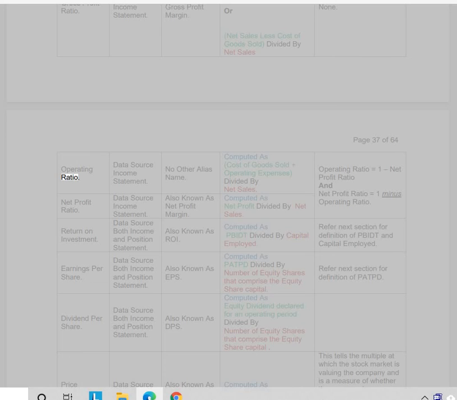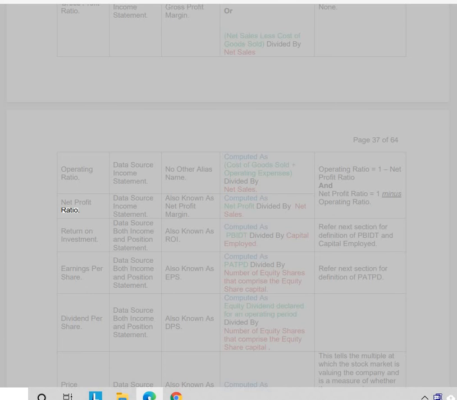Operating ratio. Data source: income statement. No other alias name. Computed as cost of goods sold plus operating expenses divided by net sales. Operating ratio plus net profit ratio equals 1, and net profit ratio equals 1 minus operating ratio.